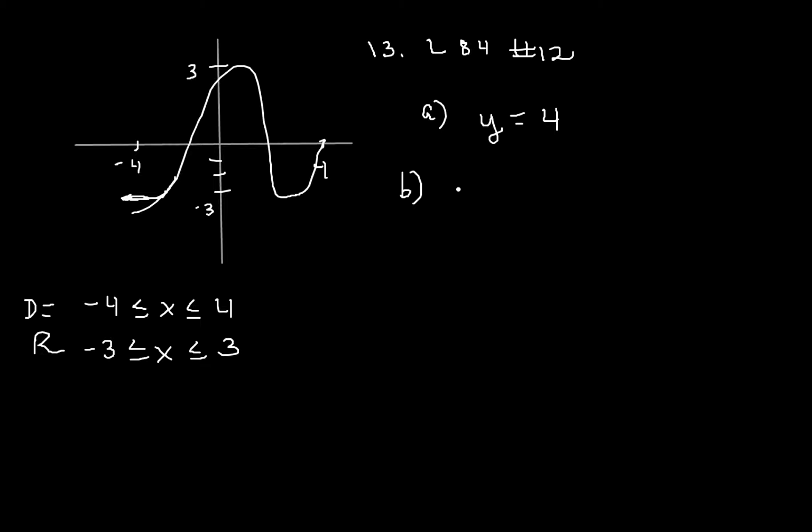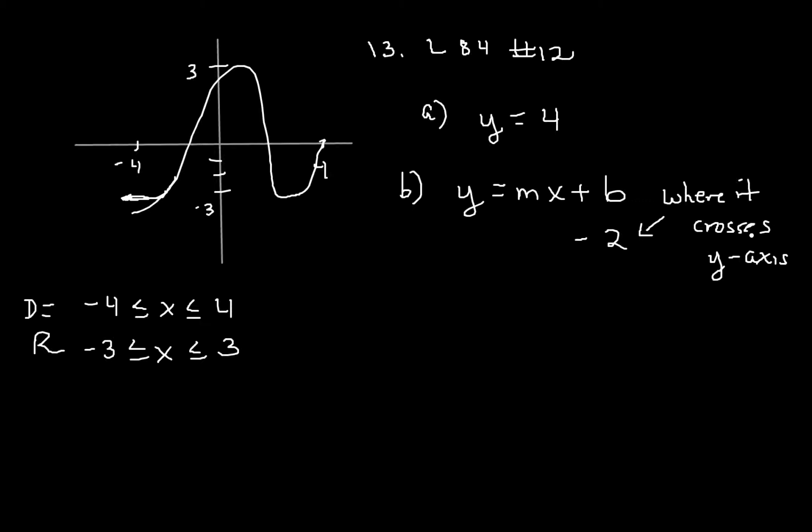When you have a diagonal line, start with y equals mx plus b. First thing we're going to do is find b. It crosses the y-axis at -2, so you'd put -2 for b. This is where it crosses the y-axis. Okay, now the only thing you have to find is the slope.